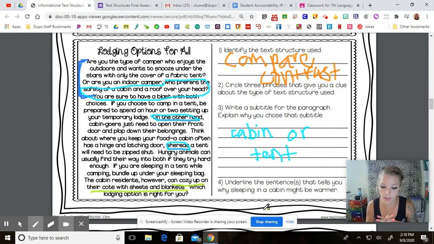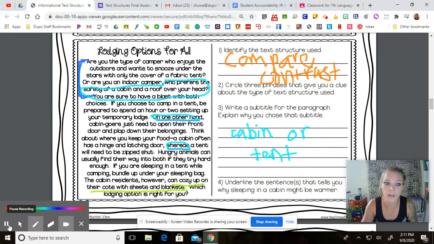So if you are sleeping in the cabin, you're probably going to be warmer with those sheets and blankets because you're already warmer being inside as opposed to being outside. Now, I don't see any big words that may be a word gap. I don't see any extreme language like you have to sleep in a cabin, you have to sleep in a tent. I don't see anything that's contradicting what I'm thinking, and I don't see any numbers or stats. So there actually probably are not any signposts in this one, which is totally fine.